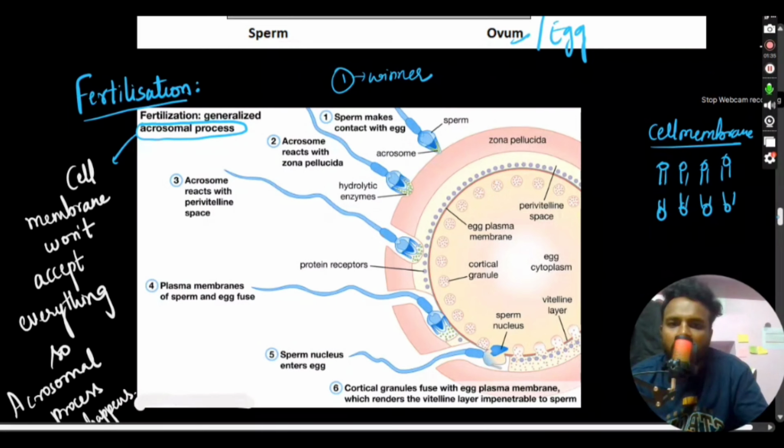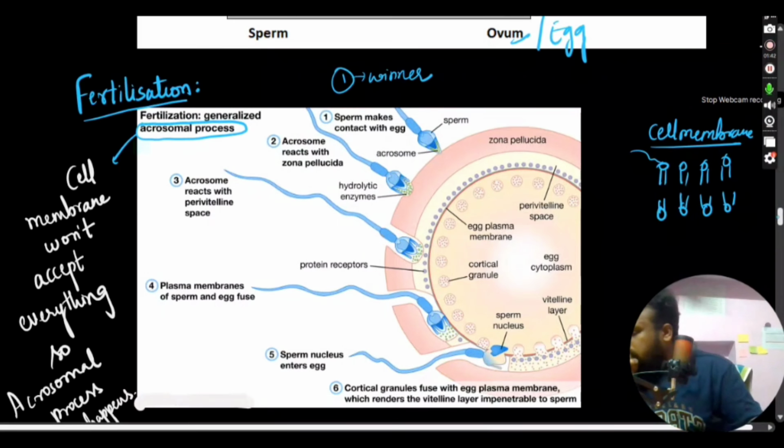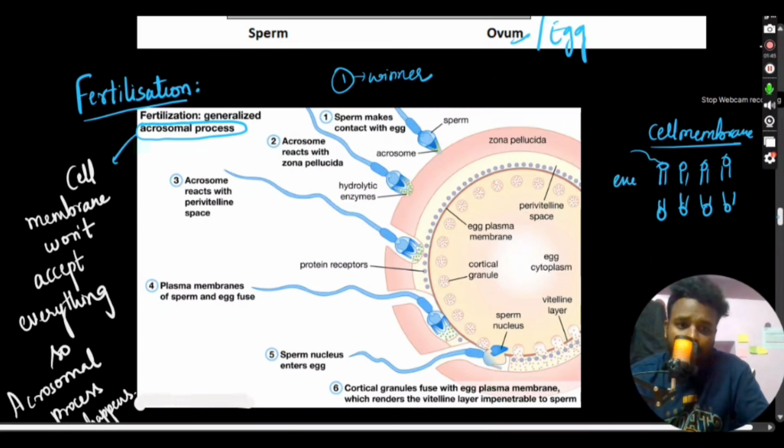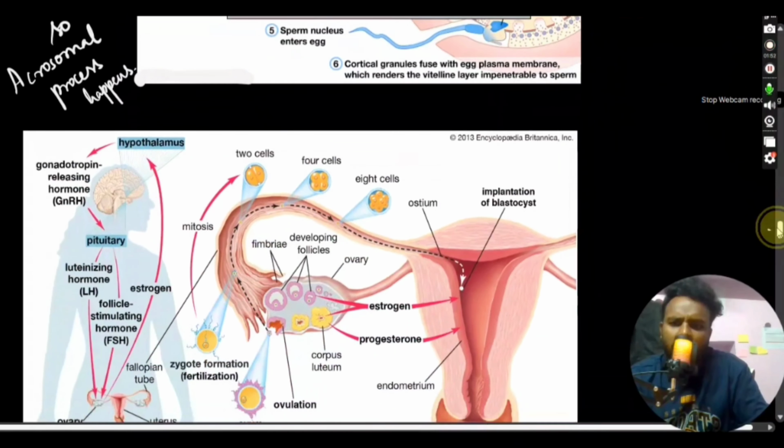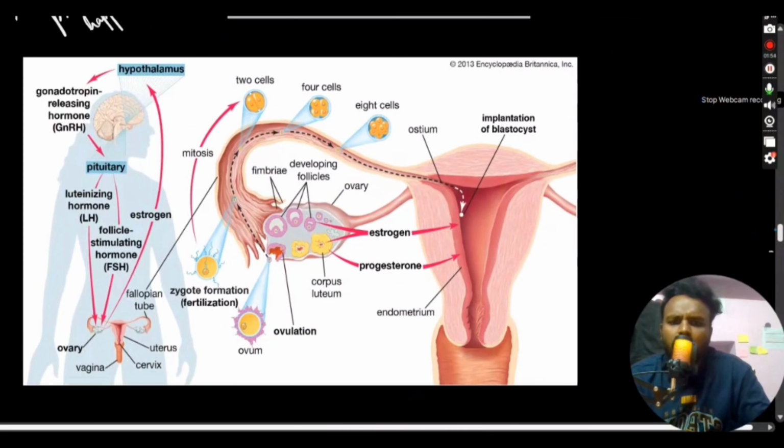So to get into this egg, the sperm needs something called active transport, nothing but energy. With that energy, it will be entering into the egg and fertilization happens. So this is the way. The sperm will be entering through the vagina like this, and the egg will be coming here, and this tube is called the fallopian tube, right? So here the fertilization happens.